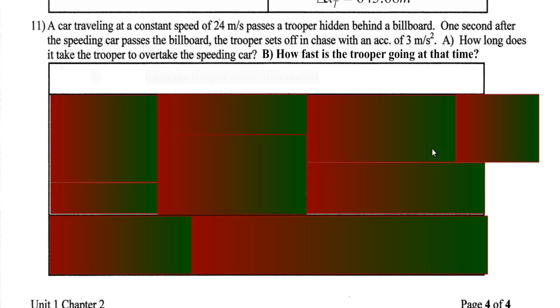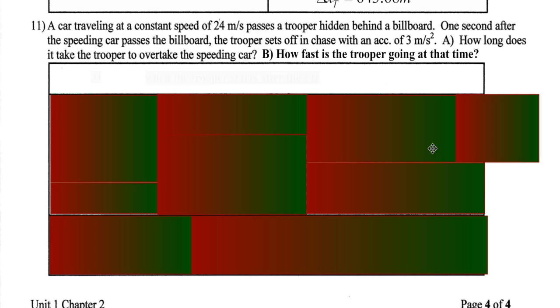Last example, a car traveling at a constant speed of 24 meters per second passes a trooper hidden behind a billboard. 1 second after the speeding car passes the billboard, the trooper sets off in chase with an acceleration of 3 meters per second squared, so the trooper starts at rest. How long does it take the trooper to overtake the speeding car? And part B, how fast is the trooper going at this time?